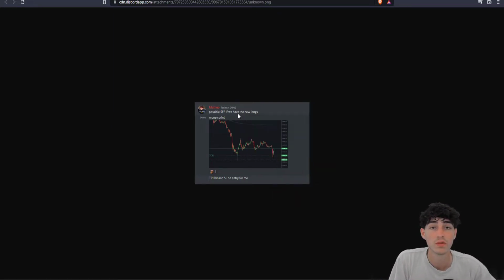Possible swing through pan if we have the new long. So if this is not a signal, I don't know what it is, because we got the new longs coming in. So if you know a bit how to read the order flow, these are almost signals, because I'm really telling you the data in real time almost. So what do you have to look for to take your trade?